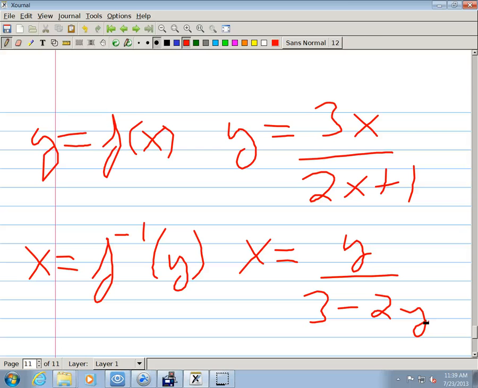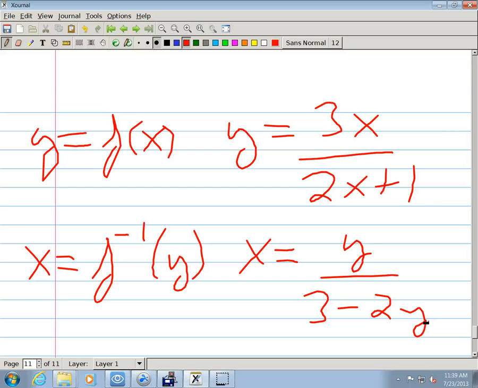We're physically plugging into f inverse the output of f. We're plugging in the y's, right? But that's not how you graph it. If I want to compare these two on the same set of axes, I have to graph y equals 3x over 2x plus 1 and y equals x over 3 minus 2x. Because otherwise you can't graph them on the same set of axes.